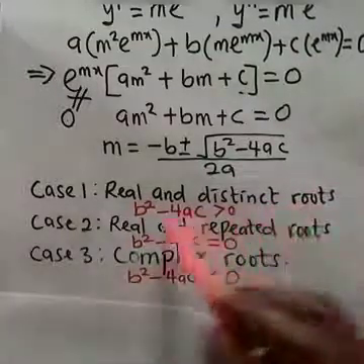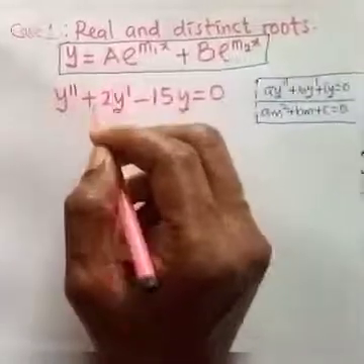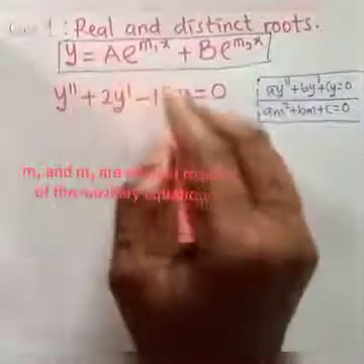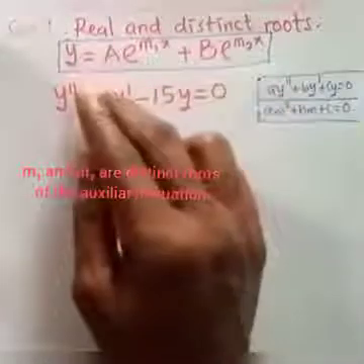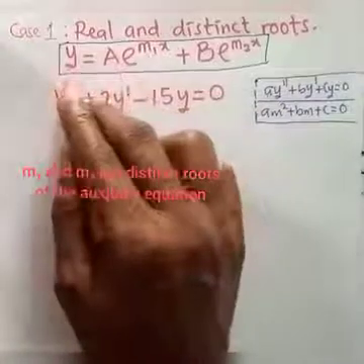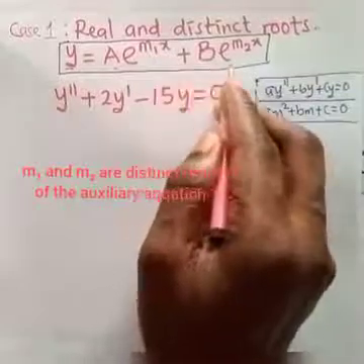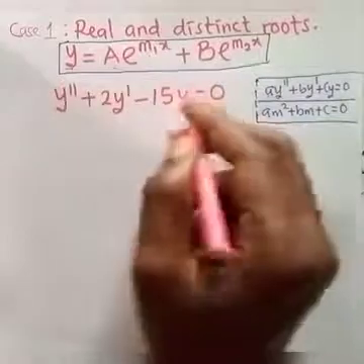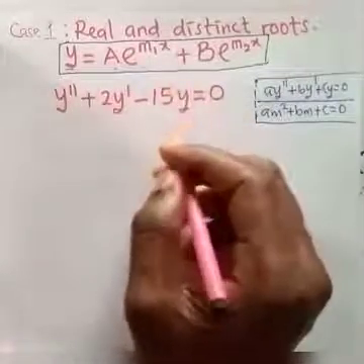So let's see the first example to illustrate case 1. If the roots of our auxiliary equation are m1 and m2, then the general solution of the second order differential equation is given by y = A e^(m1 x) + B e^(m2 x), where A and B are arbitrary constants. Now let's see an example to illustrate how to do this.